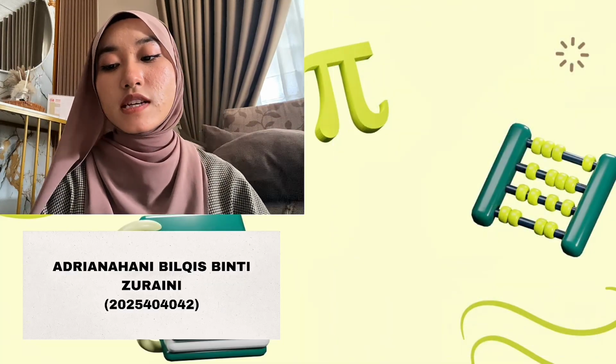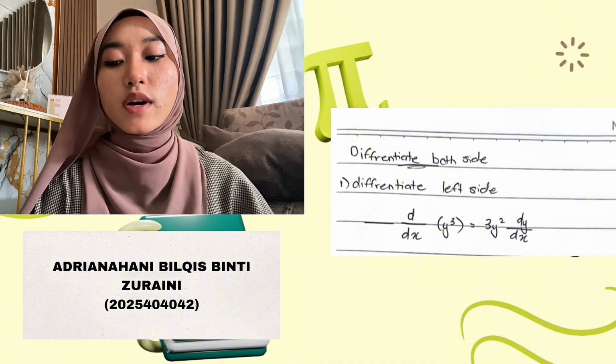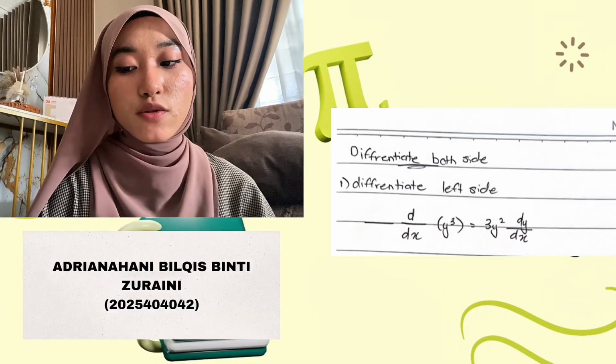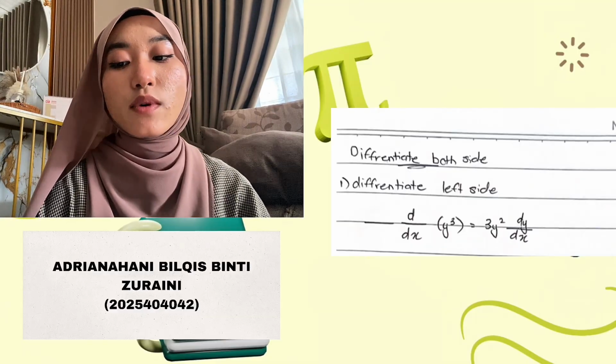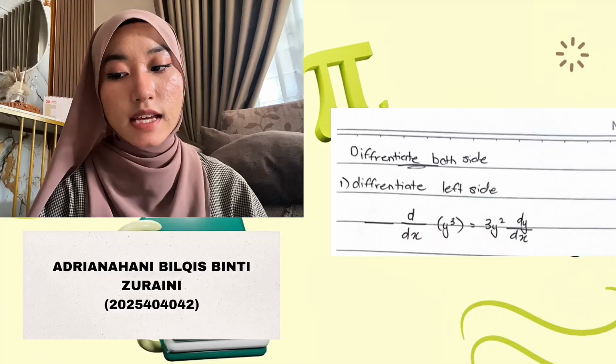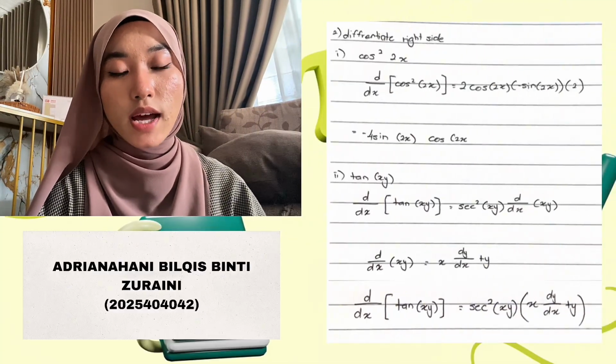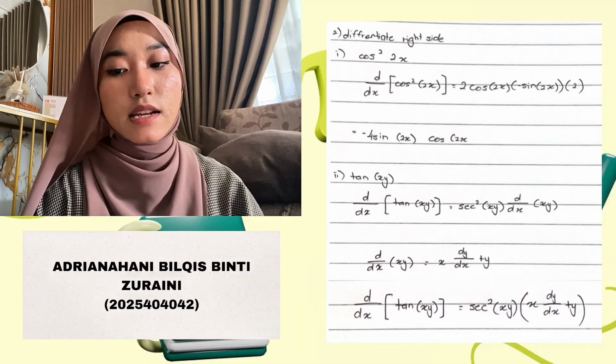First, we have to differentiate the left side. The left side we got is y cubed, so we write it as d over dx in a bracket y cubed. After we simplify it, we got 3y squared dy over dx. For the right side, we have two terms. The first one is cos squared 2x, and the second one is tan in a bracket xy.